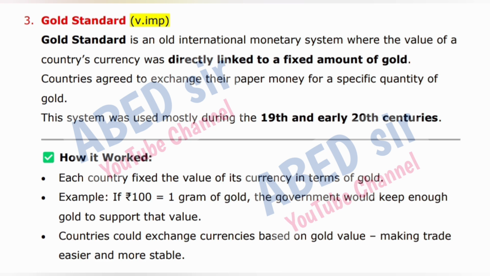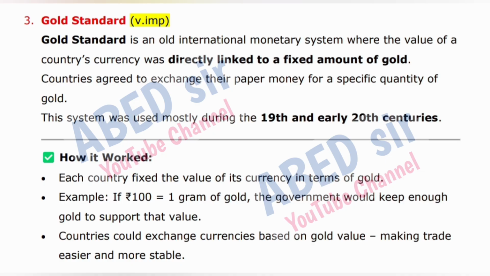Gold standard. Gold standard is an old international monetary system where the value of a country's currency was directly linked to a fixed amount of gold. Countries agreed to exchange their paper money for a specific quantity of gold. This system was used mostly during the 19th and early 20th centuries.